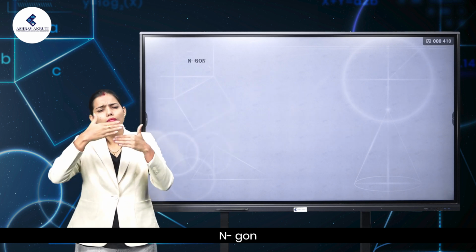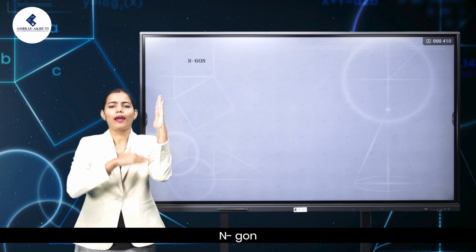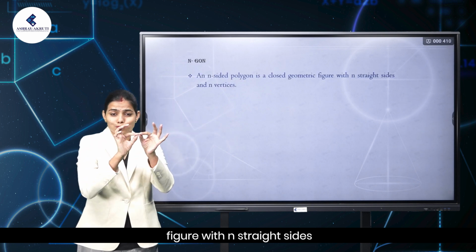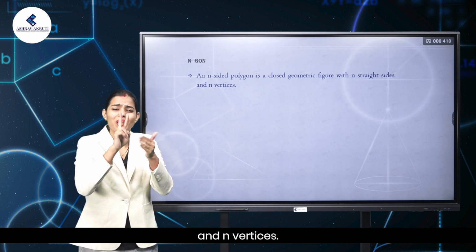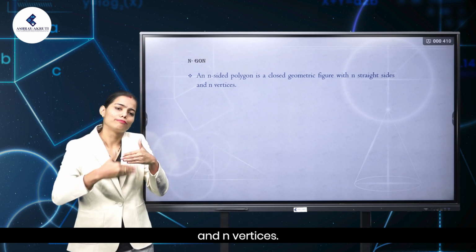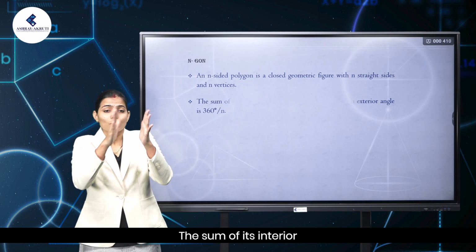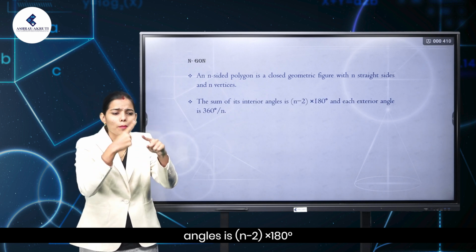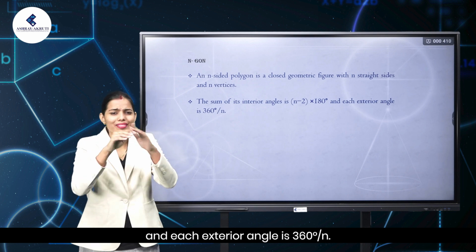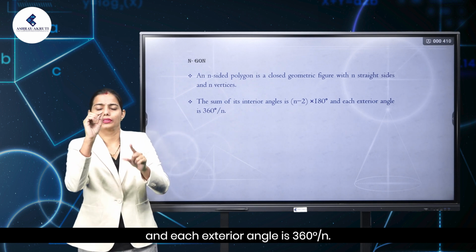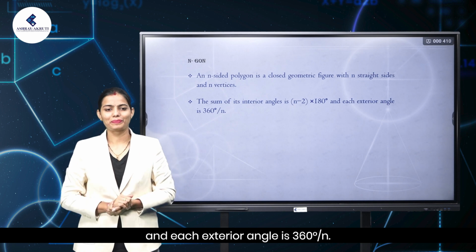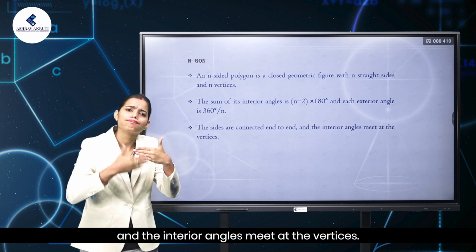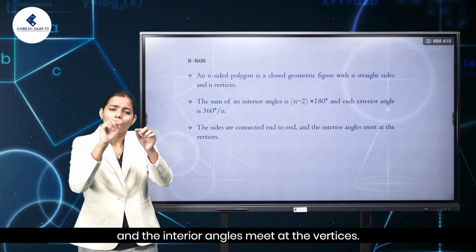N-gon. An n-sided polygon is a closed geometric figure with n straight sides and n vertices. The sum of its interior angles is (n-2) times 180 degrees and each exterior angle is 360 degrees divided by n. The sides are connected end to end and the interior angles meet at the vertices.